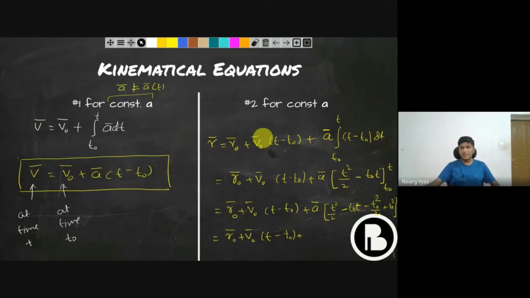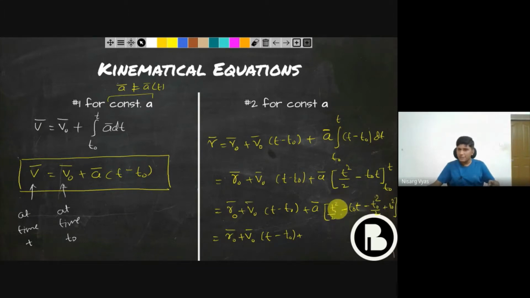Yes, great. So we were discussing this, and this was our second kinematical equation for constant a. We just integrated this. It looks very nasty, but still we integrated it. So it looks something like this: a vector. If you do some of the algebra, it is minus t naught square by 2 plus t naught square, so it is plus t naught square by 2.